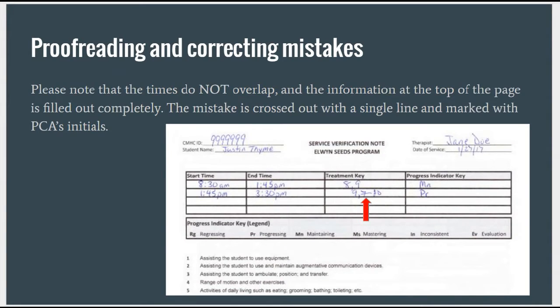In the back side of this example, please note that the times do not overlap, and that the information in the header at the top of the page is once again filled out completely. In this example, an incorrect treatment key was written down. The mistake was corrected by crossing out with a single line and by marking the PCA's initials next to the error.